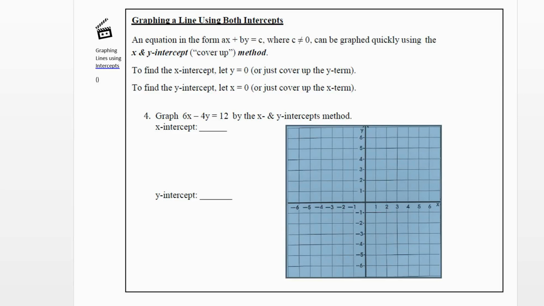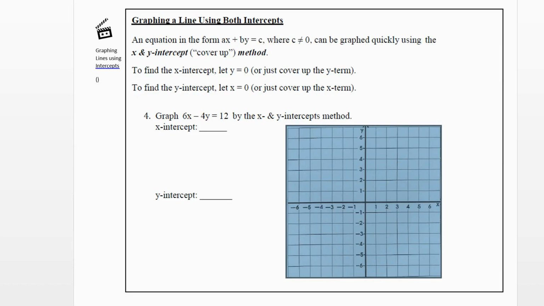I'm going to show you how we can use the x and the y-intercept to graph lines, okay? And this is actually a pretty quick way, without having to solve for y, that we can graph equations, or graph lines at least, straight lines.